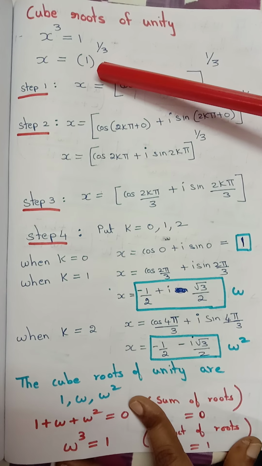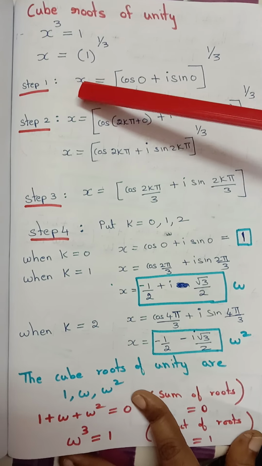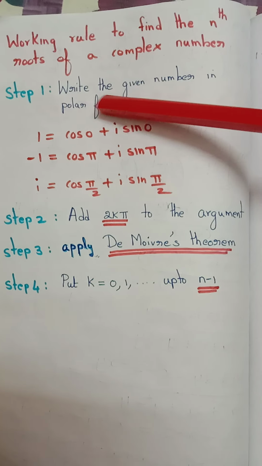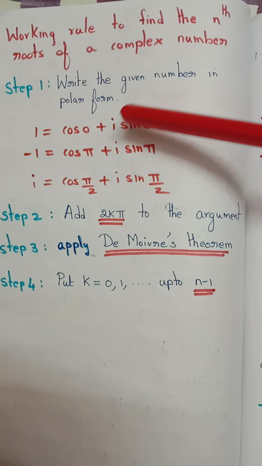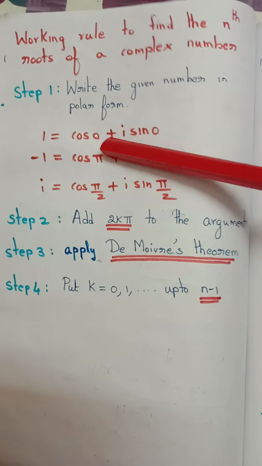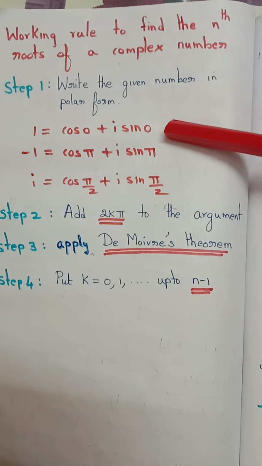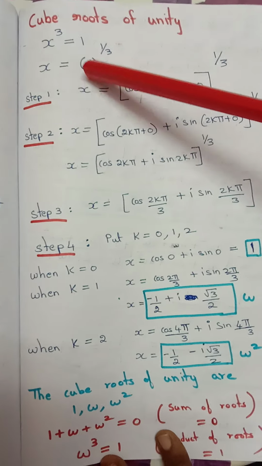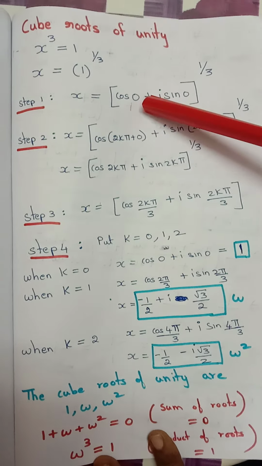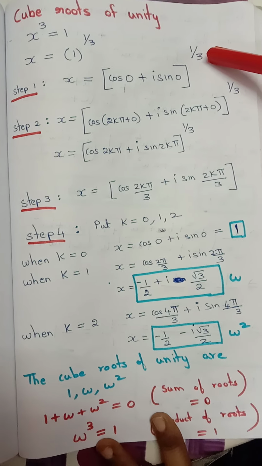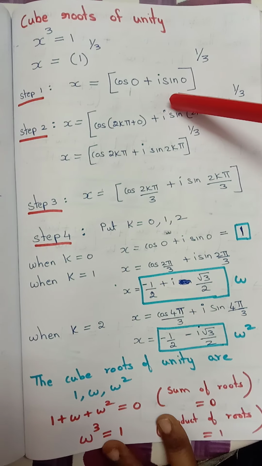What did I teach you in the previous part? First step, we have to express it in polar form. So write in polar form, that is the first step. I told you the polar form for 1 is cos 0 plus i sin 0. So here where 1 is there, I am going to write cos 0 plus i sin 0 to the power 1 by 3. So this makes your step 1.